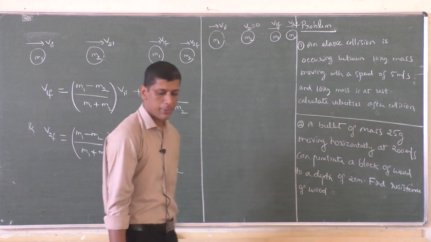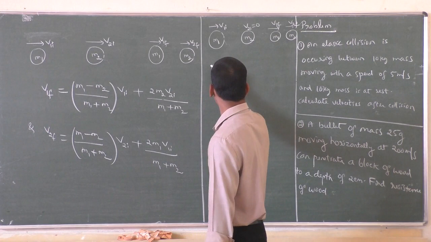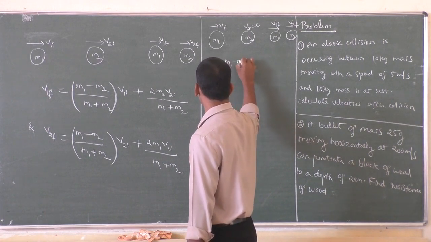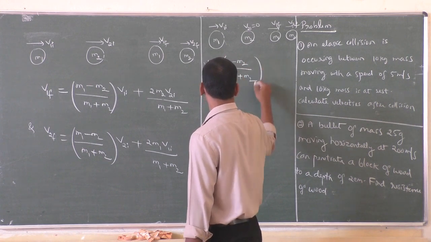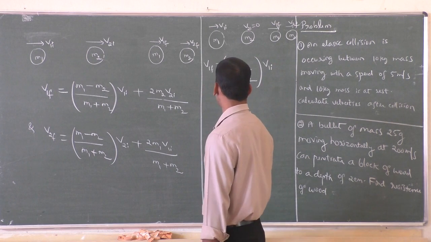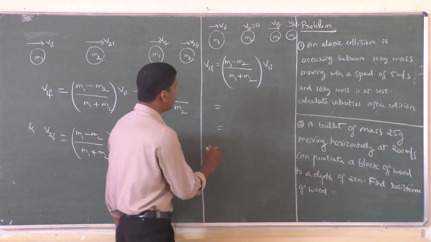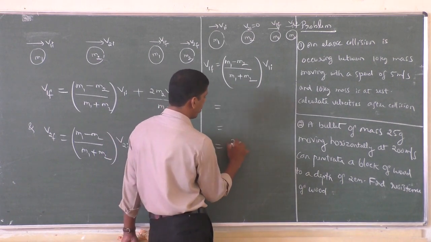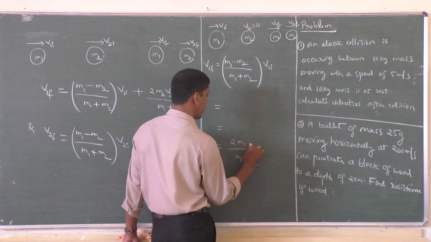So what is the expression we obtained in last class? In the previous class, how did we get the formula? The formula for v1f is equal to (m1 minus m2) by (m1 plus m2) into v1i. This is the first formula, and we have to solve this one. Similarly, what is the formula for v2f? The v2f formula is given by 2 times m1 by (m1 plus m2) into v1i.